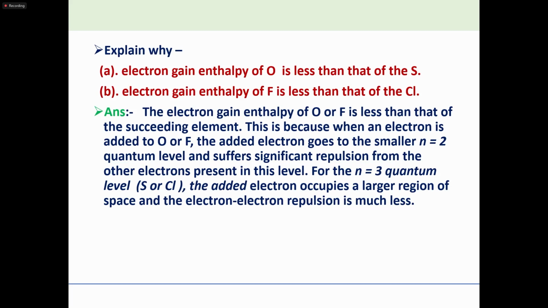Now here is the question: the electron gain enthalpy of oxygen is less than sulfur. Similarly, the electron gain enthalpy of fluorine is less than chlorine. But why? Because the electron gain enthalpy of oxygen and fluorine is less than that of the succeeding element. This is because when an electron is added to oxygen and fluorine, the added electron goes to the n equal to 2.